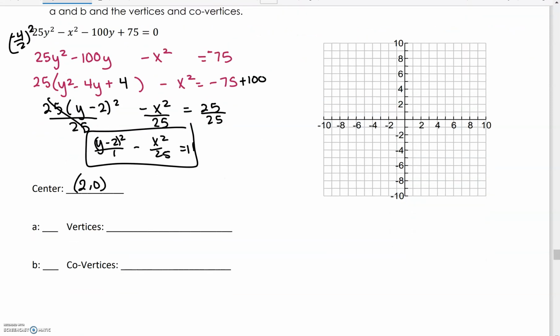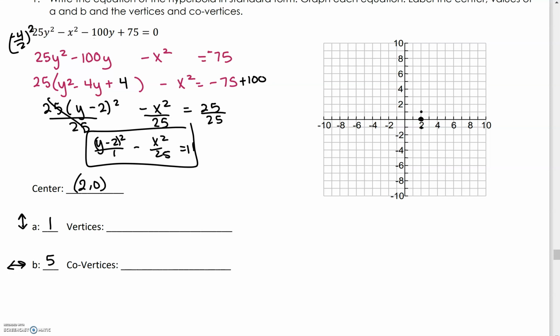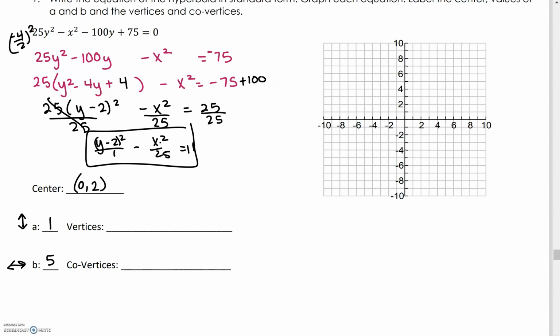Our A is first, so it is 1. B is second, so it is 5. And A is going to go vertically because it's with the y above there. B is horizontal. So we're going to go to 2, 0. Put a dot. Go up 1, down 1. And go right. Oh, it would help if I could graph correctly here. We're actually at 0, 2. Why? Because x is 0, and that's my h, and this is my k. So pay attention to where those x's and y's are, unlike me here.